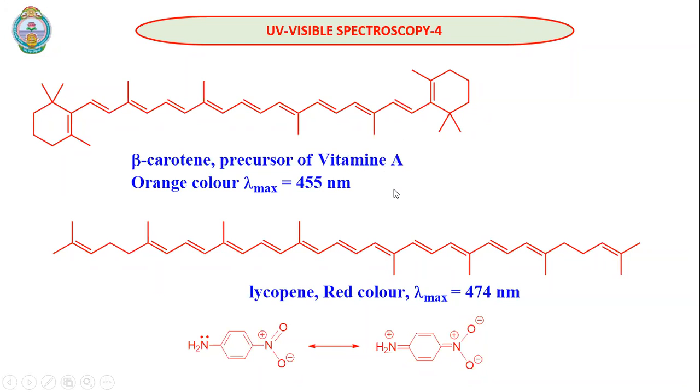Beyond visible, that means UV or IR, we don't visualize them. Why? Because vitamin A absorbs only visible radiation. So we can visualize objects in the visible range only. The beta carotene absorbs at 455 nanometers and reflects the remaining light, so it appears orange in color. I will also discuss the color of compounds. This is lycopene. With extended conjugation, it will have a lambda maximum of 470 nanometers.